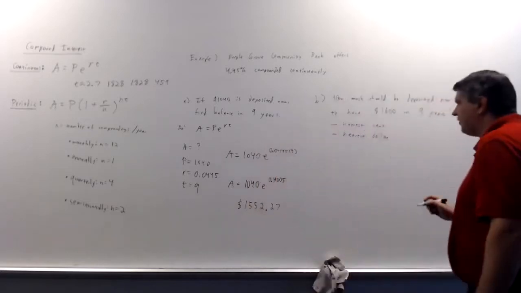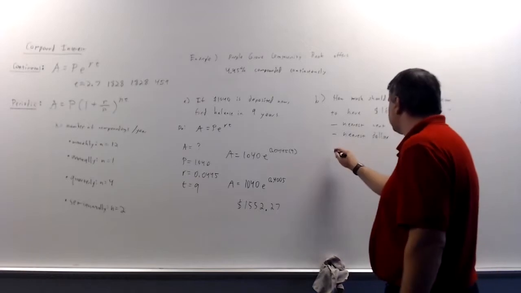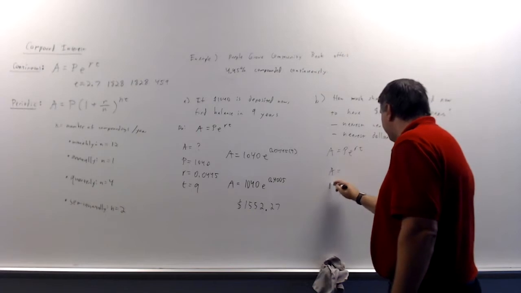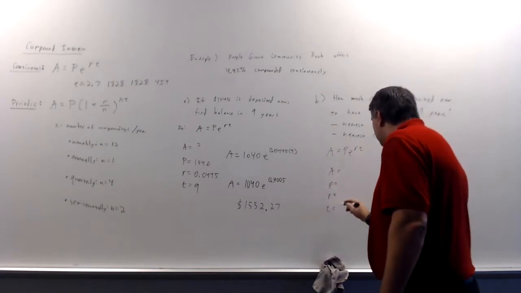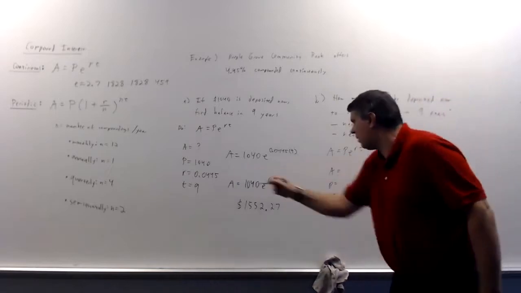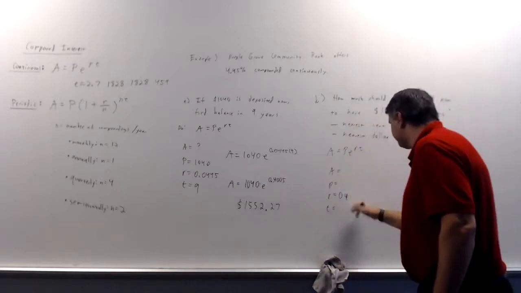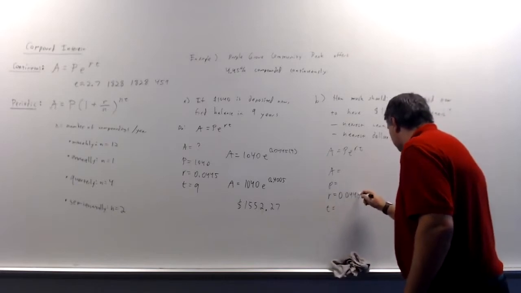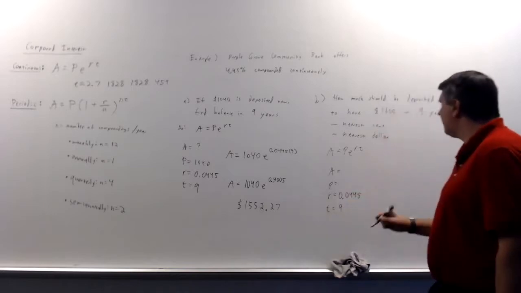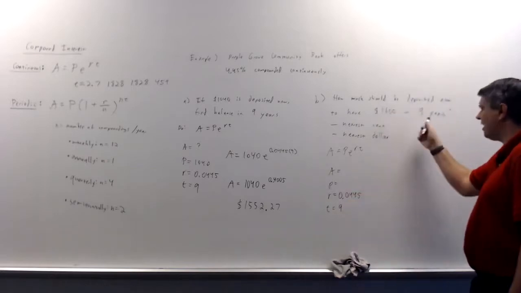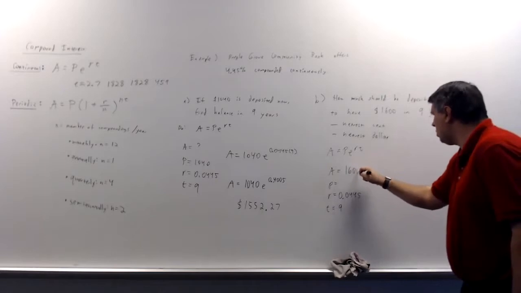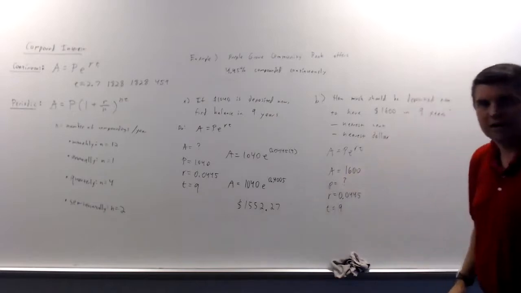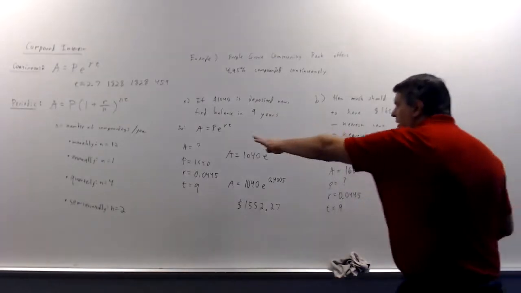Okay? Now for this one, it's still continuous. A equals Pe to the rt power, where A equals, P equals, R equals, T equals. Well, rate is still what it was before. T is 9. Now that 1,600 is what we're hoping to have in 9 years. That is an accumulated value. We don't know what we're depositing, what we're starting with. As I said, determine what your values are before you start plugging things in.